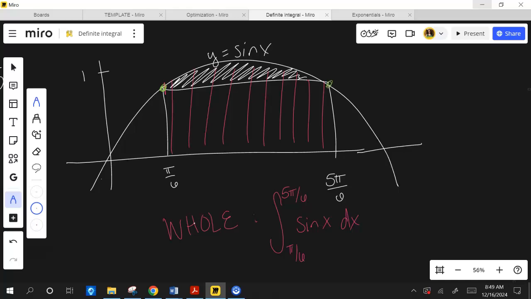Let's see. At pi over 6, what is the sine of pi over 6? Go to your unit circle. That's the very first click right there. Square root of 3 over 2. How about at 5 pi over 6? The same thing. Square root of 3 over 2. So now could you find the area of the rectangle?